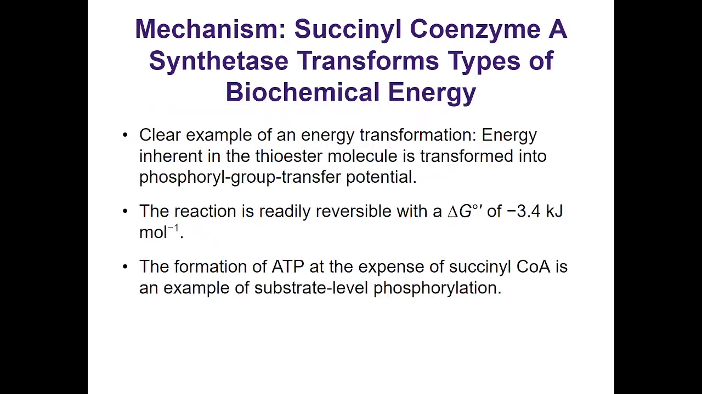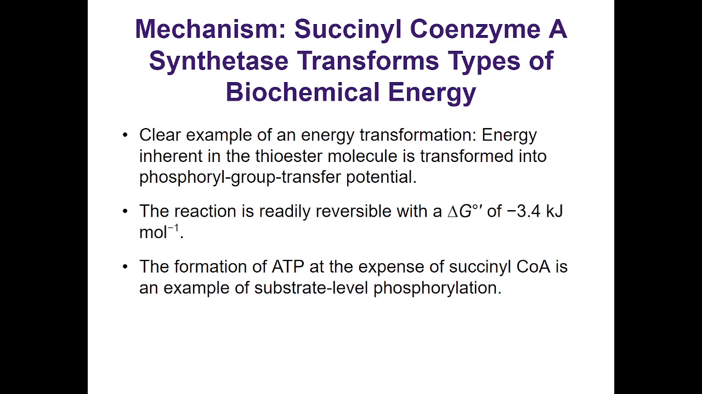So this is a clear example of energy transformation. We have an energy that's inherent in the thioester molecule. This is going to be transformed into the phosphoryl group transfer potential that we had normally been talking about. The reaction is actually readily reversible. It has a delta G naught prime of negative 3.4 kilojoules per mole.